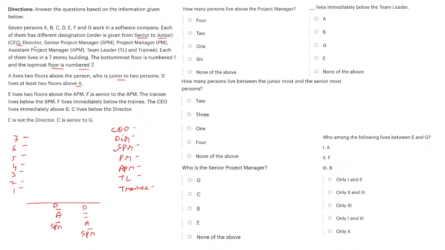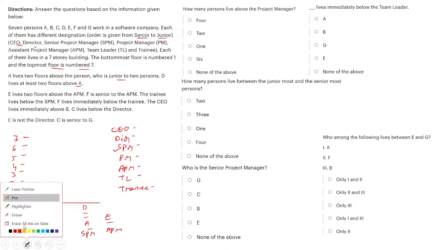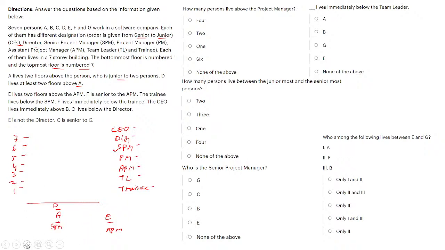E lives 2 floors above APM. This condition we will not do right now. If it needs, we will do it later. F is senior to APM, leave it for the time being. The trainee lives below SPM. SPM is here, trainee is here. F lives immediately below trainee, this is a box, you can say. Now C lives immediately above B, this is again a box. C lives below director. E is not the director, C is senior to G. We will use this statement later on.